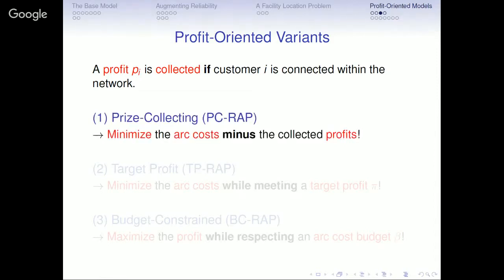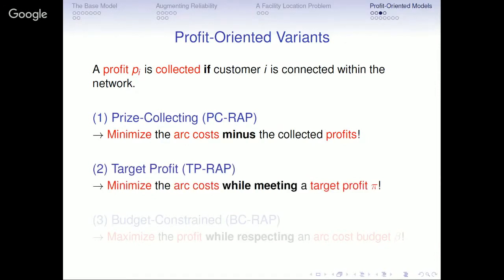And the first one is the prize collecting one. Prize collecting is a concept which is used in tree-based models as well as in vehicle routing problems already. So we just elevated that to this more generic model. And this means that we minimize the arc costs minus the collected profits. Yeah, so we just want to spend as little as possible by just taking into account the profits. And the second version is that we have a target profit that we need to achieve. And we want to minimize the arc costs, so doing that in the most cost-efficient way. But target profit, this is what we need to make.